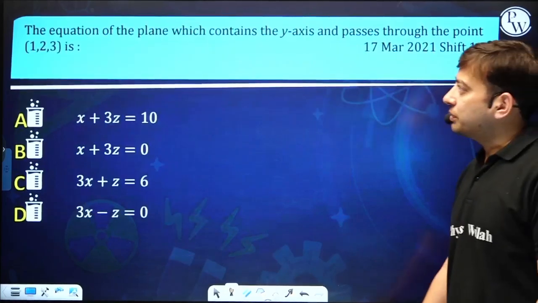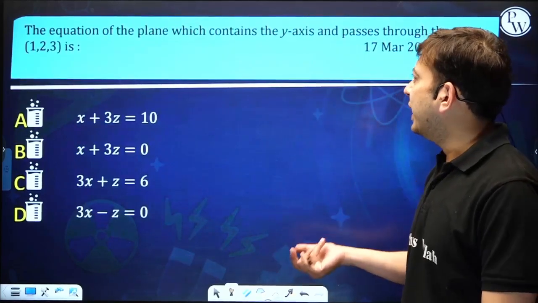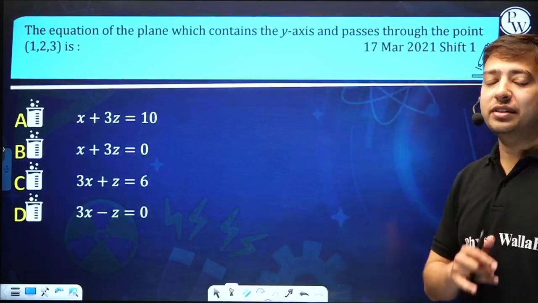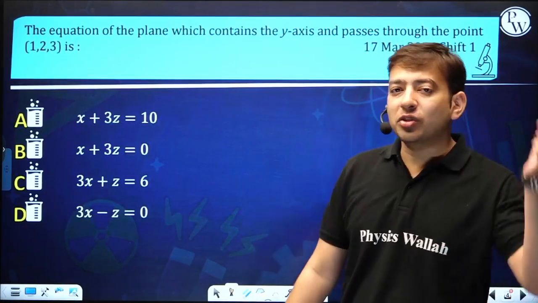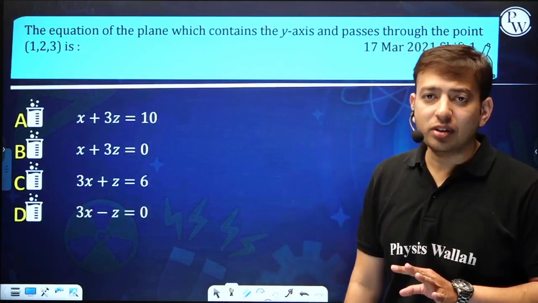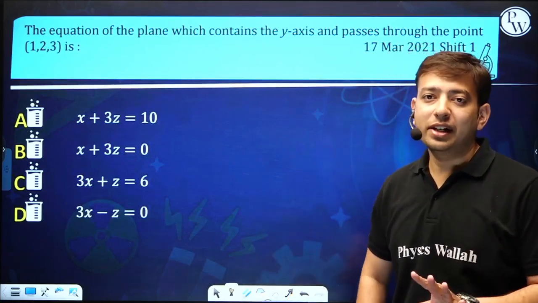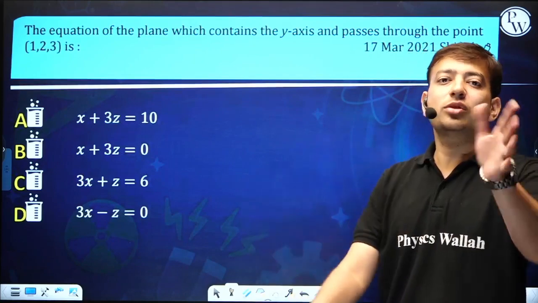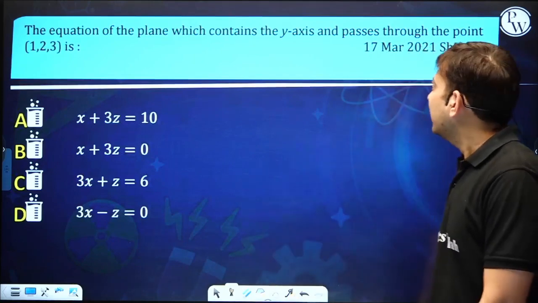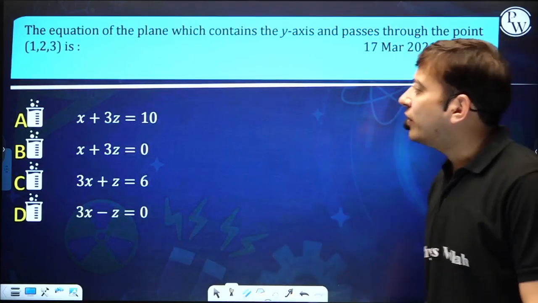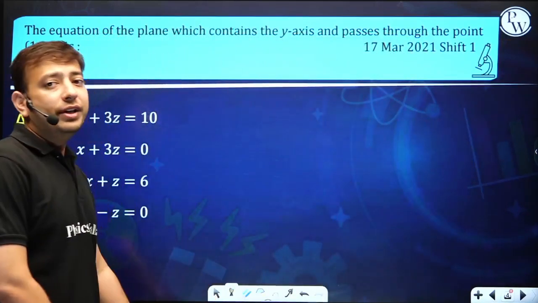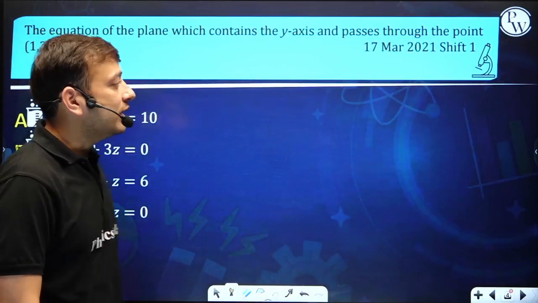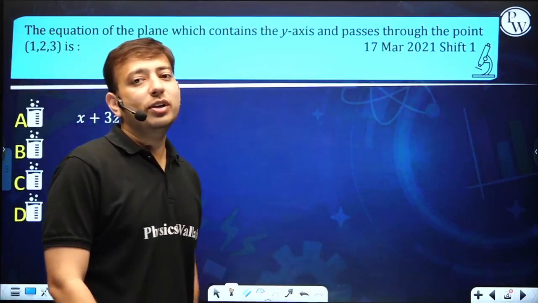Let's see the next question. The equation of the plane which contains the y-axis. Now understand this thing: if a plane contains the y-axis or x-axis, it will contain the origin also, because on the y-axis the origin falls, right? And it passes through the point (1, 2, 3). That plane is passing through (1, 2, 3).